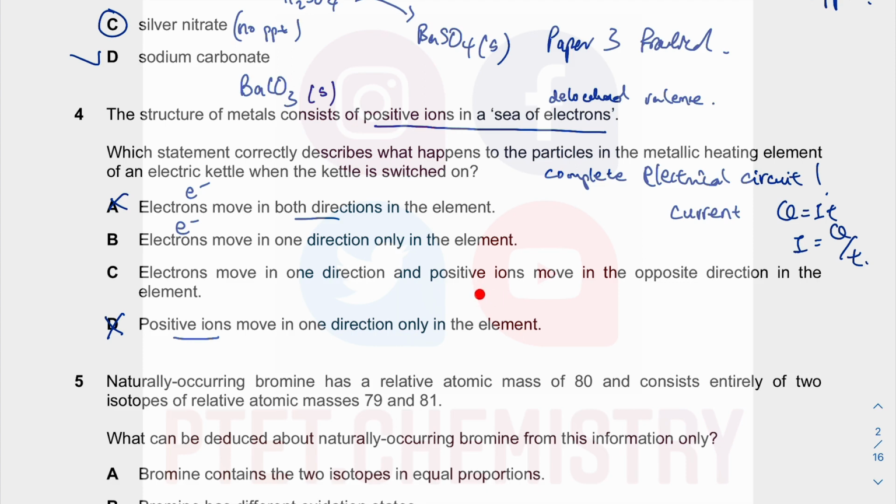The positive ions stay really. So the electrons move in one direction. So that is correct. The electrons move in one direction. The positive ions do not move. As I mentioned, D was wrong, so positive ions do not move. Therefore, leaving you the answer being B.